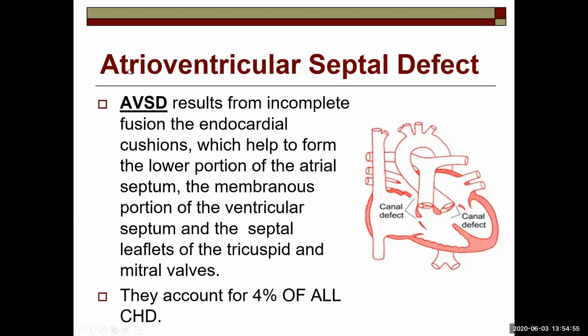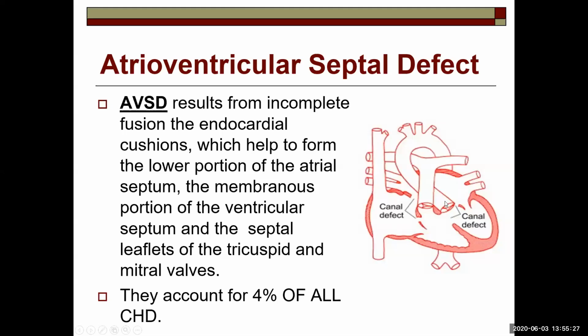So atrioventricular septal defect, that's if you have a defect between the atrium and the ventricle. So we know this is the atrium, this is the ventricle. If you have a defect between them, then you have atrioventricular septal defect. It's only about 4% of the population that has this. And again, you need surgery to take care of that.